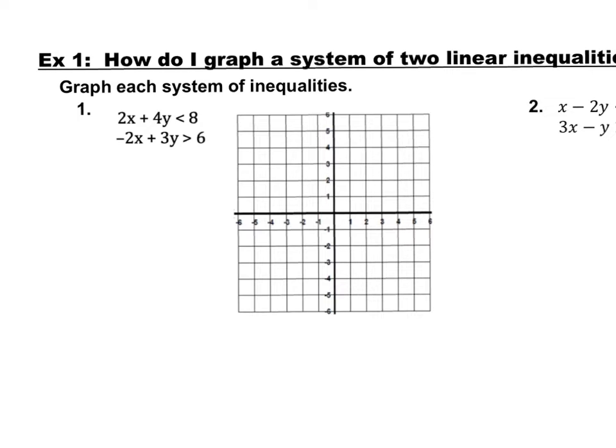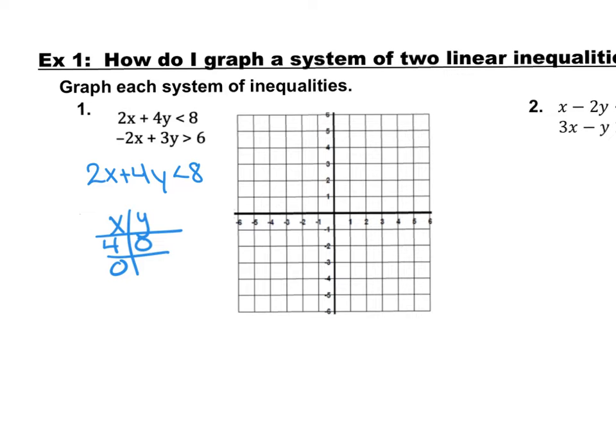So we could graph this in two ways. We could either solve for y and then graph it using the slope-intercept form, or we could graph using the intercepts. For this first one, I'll graph this using the intercept. So I'm going to take the 2x plus 4y is less than 8, and I'm just going to make my little xy table. And I'll take a 0 and a 0. All right, so I'm going to plug in 0. That goes away. Divide by 2. And then x is equal to 4.